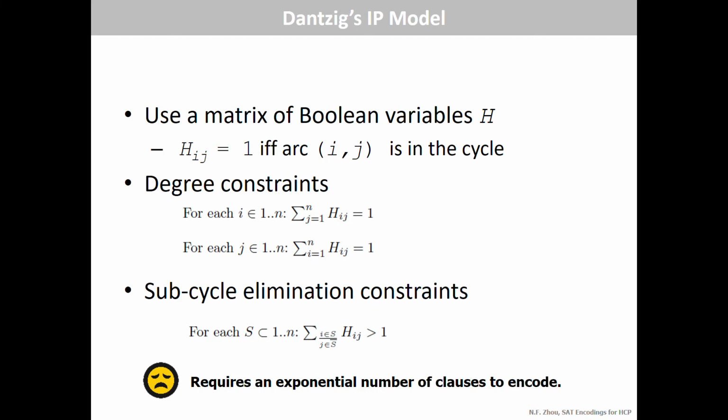Dantzig's IP model is well known for HCP. It uses a matrix of Boolean variables H. Hij equals 1 if the arc ij is in the cycle. It uses degree constraints to ensure that each vertex has exactly one incoming and exactly one outgoing arc. It uses subcycle elimination constraints to ensure that in each subset S, there is no subcycle in the subset. However, this encoding requires an exponential number of clauses to encode.